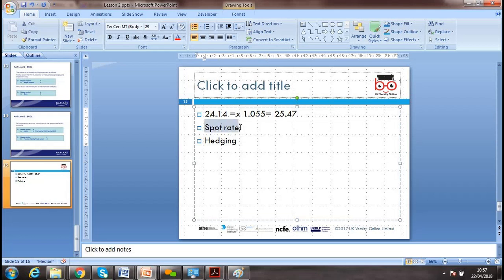This is the daily rate, the day when we are doing the transaction. Yes, the foreign currency rate, because the foreign currency rate changes every day. Even within a day, it fluctuates many times.